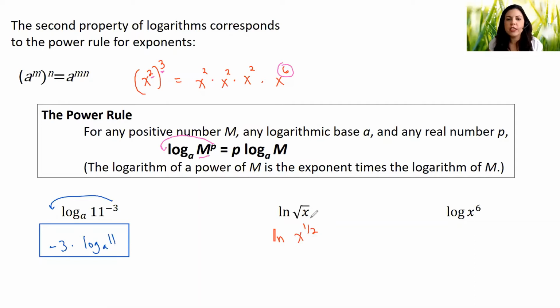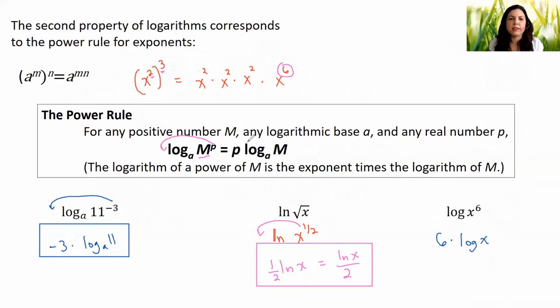And the reason I'm changing it to that form is so that now I can apply that power rule. So that means I can write this as 1/2 the natural log of x, or even the natural log of x over 2. Both of those are equivalent ways of rewriting that first expression. And then lastly, if I have log of x to the 6th, again, this is just a pretty basic example. Since x is being raised to that power, I can move that to the front and just say this is the same as 6 times log of x.